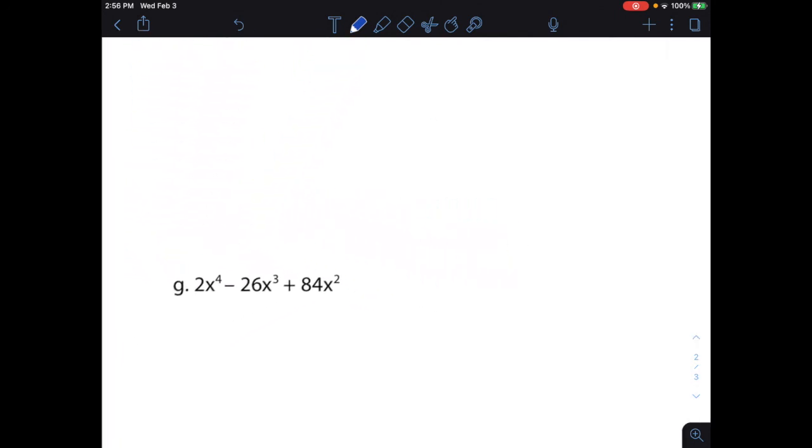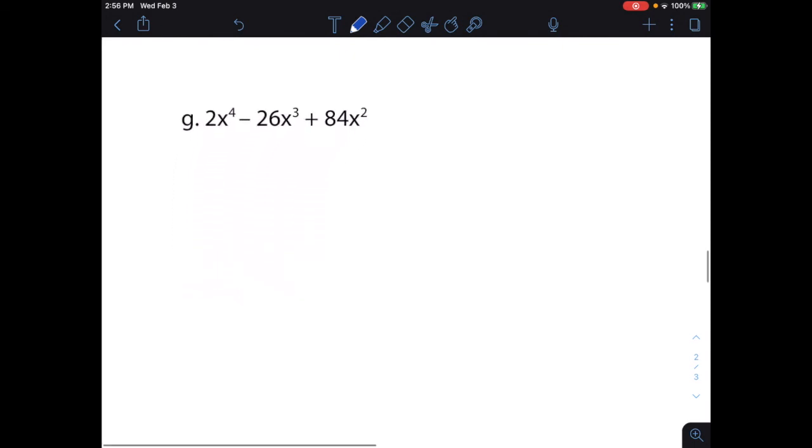Oh, it's similar, but it adds one little extra thing. We've got, again, this idea of simplifying. And in this case, that idea of GCF, we're going to factor this by GCF first, and then we're going to factor the trinomial that's left, hopefully. So in this case, we can look at this and say I've got a 2, 26, and 84. They're all even. That means I can factor out a 2.